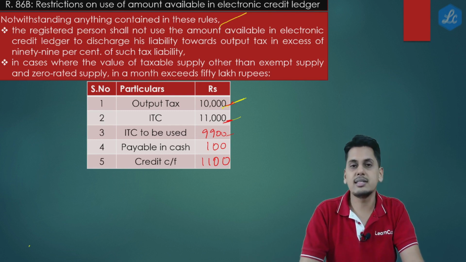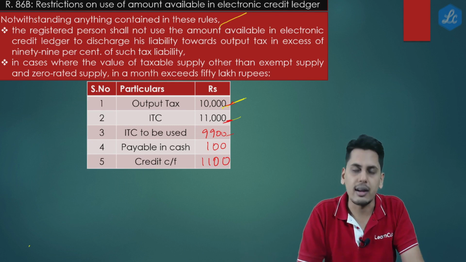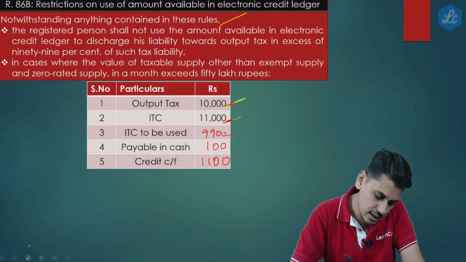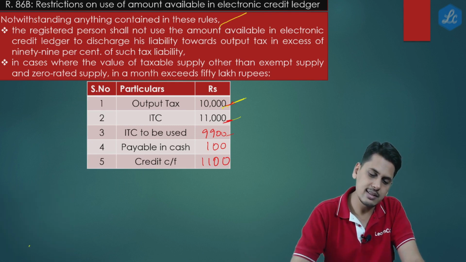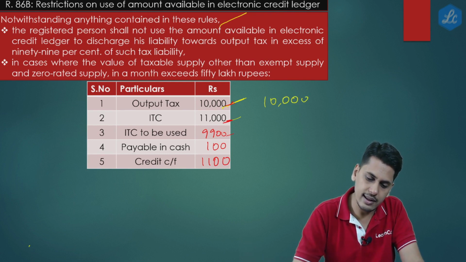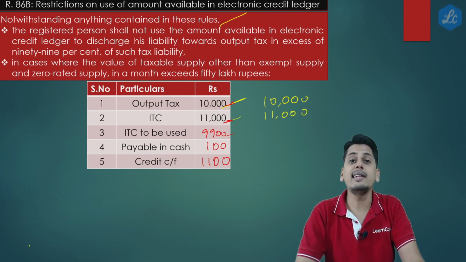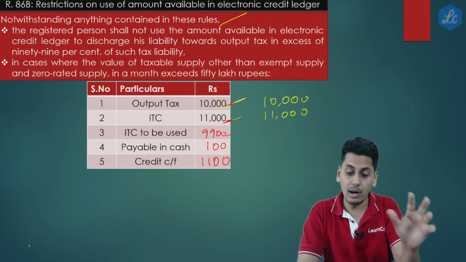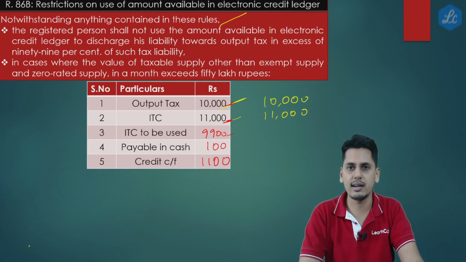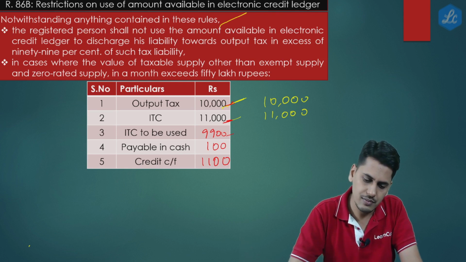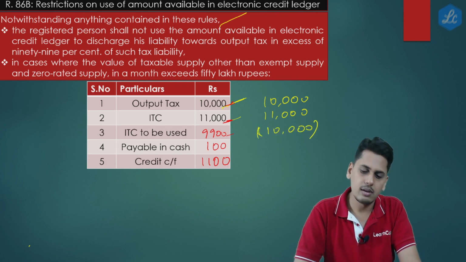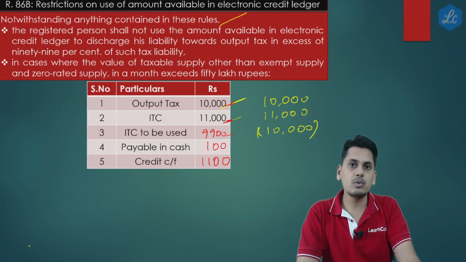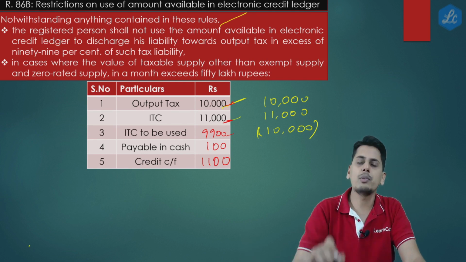Friends, please understand, had 86B not been there, what would have been the answer? Let's keep output tax at 10,000. Input tax credit available is 11,000 rupees. Now my output tax is 10,000 rupees, and I have a sufficient balance of 11,000 in my credit ledger. I will use the entire balance. I will be using the entire 10,000 rupees from my credit ledger to pay my output tax liability.